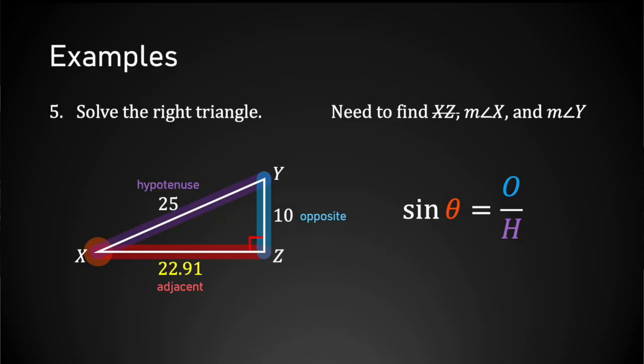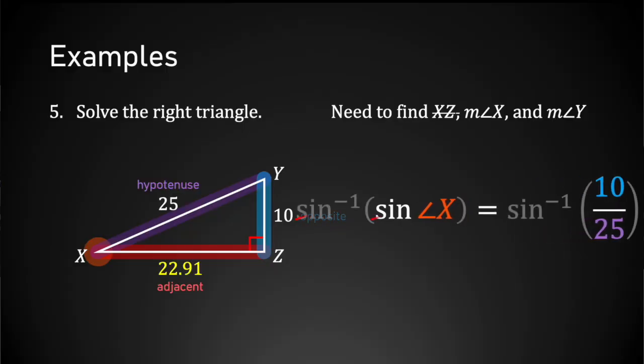Let's fill in what we can. We don't know theta yet, so I'll just write angle X there. Opposite is 10, and hypotenuse is 25. It's at this point that I cannot go further unless I use inverse trig. There is no other way to pull that X out of the sine function.